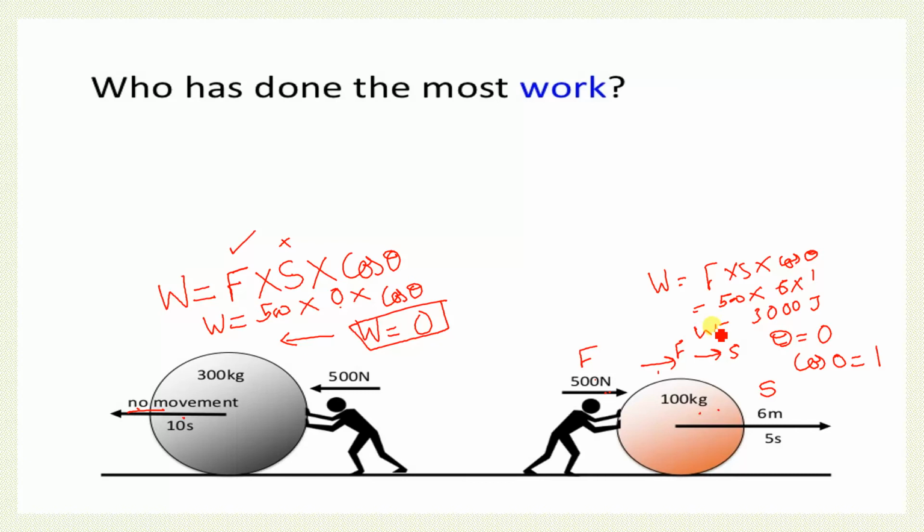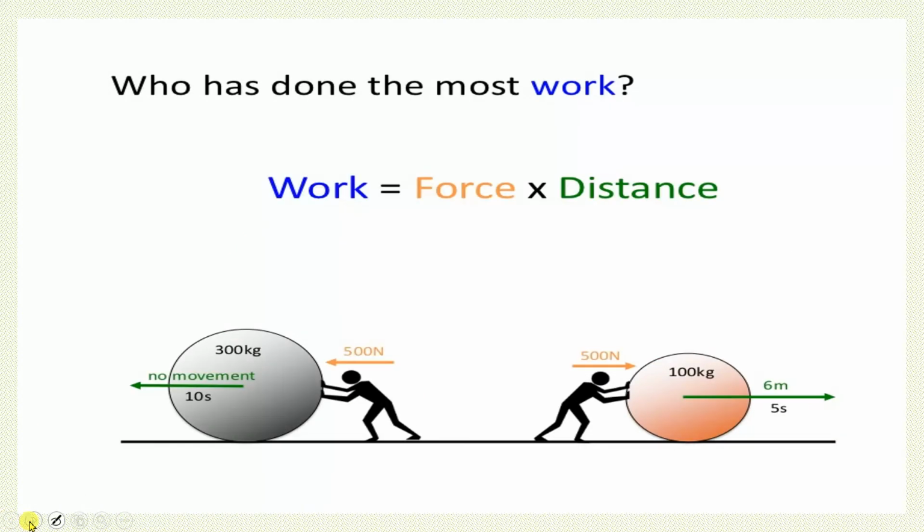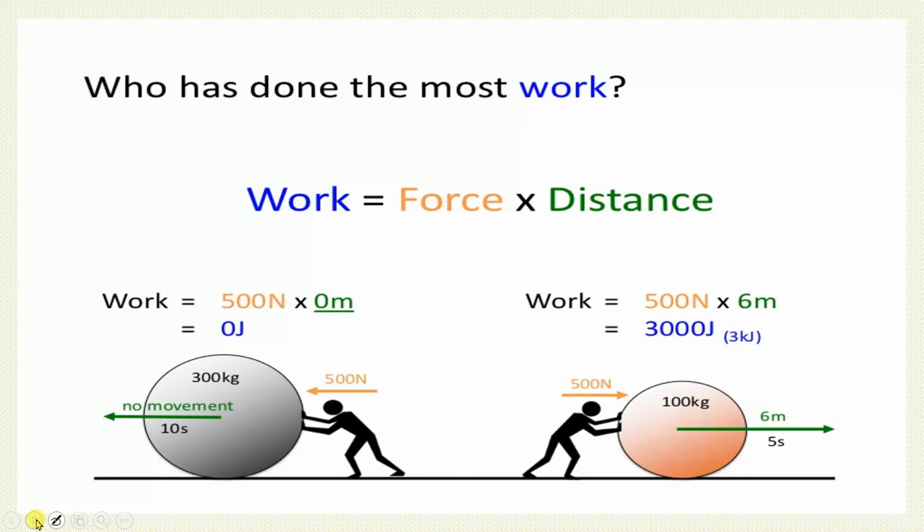So you can see here in the next slide it is solved. We know that work is equal to force into distance, and here I have already discussed that the distance is 0. So in the first case work done is 0 joule, and in the second case it is 3000 joules or 3 kilojoule you can write. 1000 means kilo. Okay?